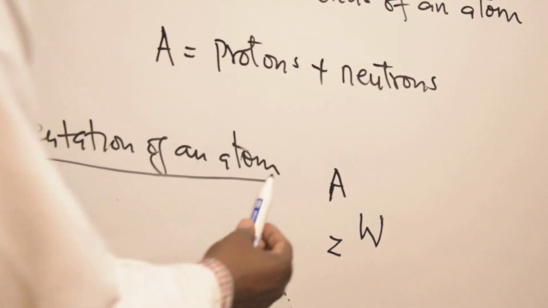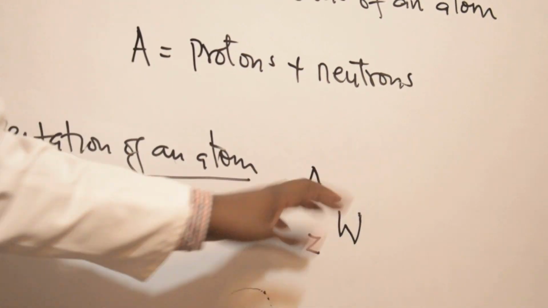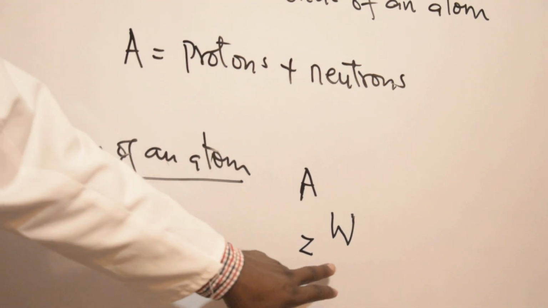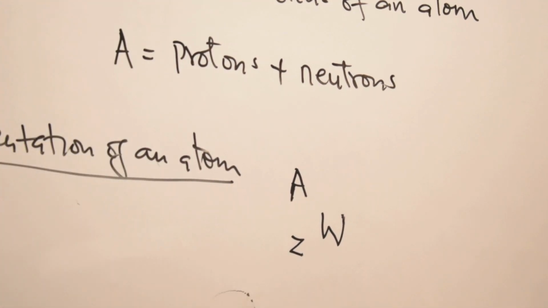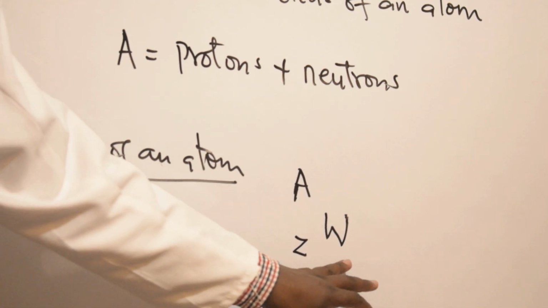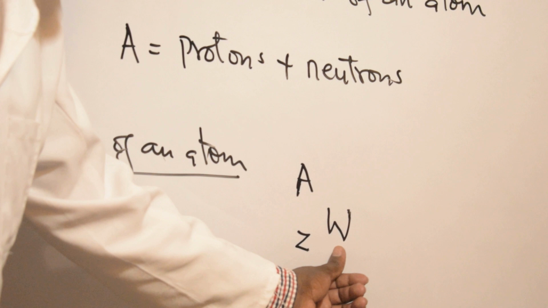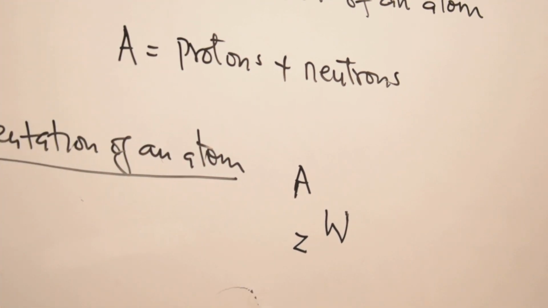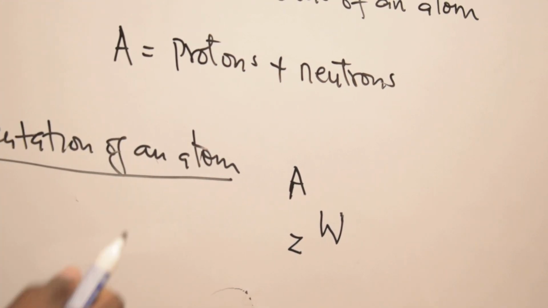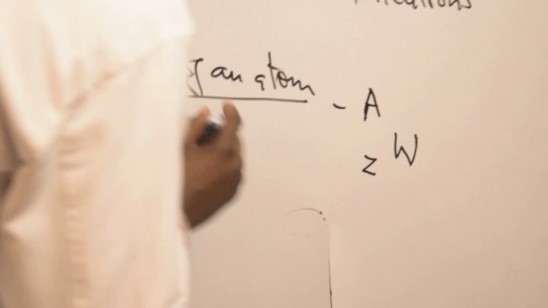The mass number will be written on the top left of my element W here. And then the atomic number will be at the bottom left of my element, which I'm also going to present using a chemical symbol. Now, let's talk about a specific element. I want to talk about something like sodium.